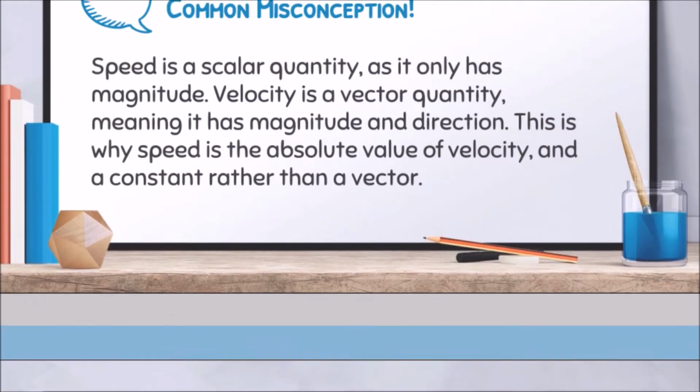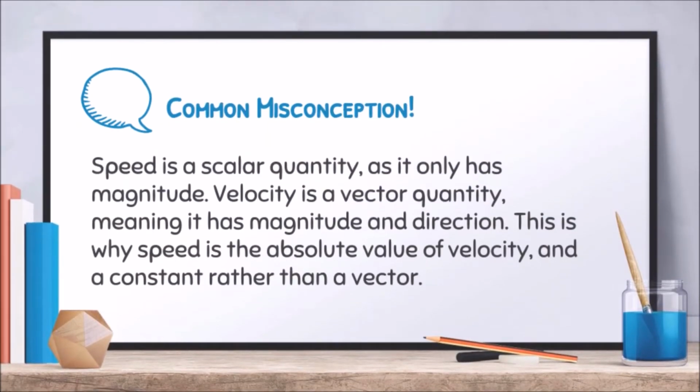Differentiating scalar from vector quantities is very important. Speed is a scalar quantity, meaning it only has magnitude, whereas velocity has both magnitude and direction, defining it as a vector quantity. This is why speed is the absolute value of velocity and a constant rather than a vector.